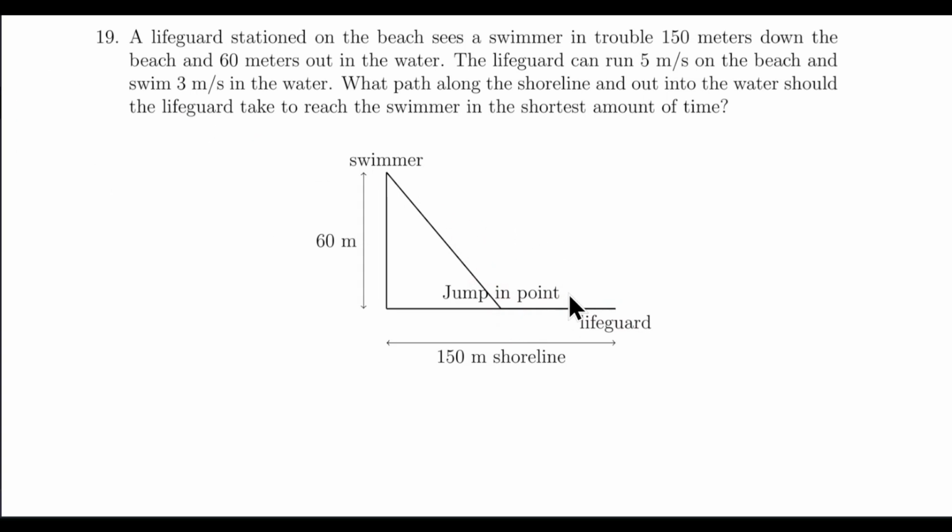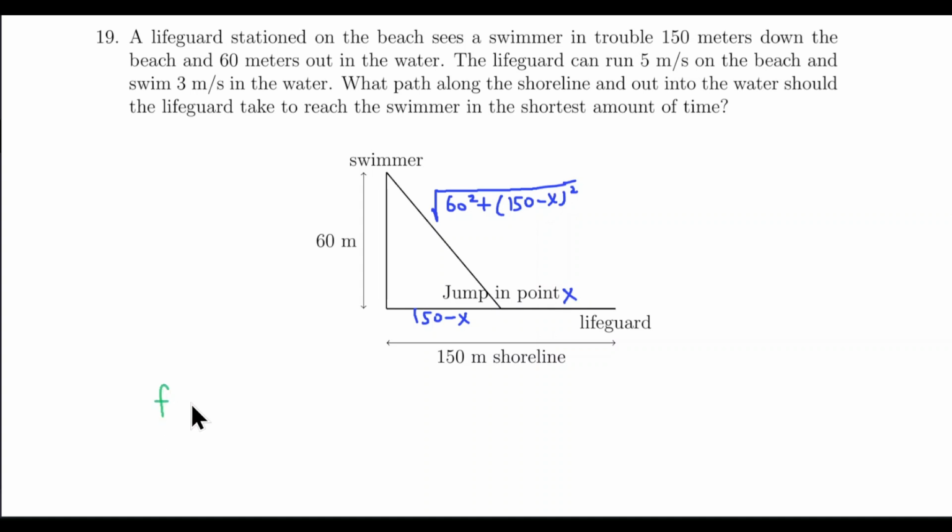So let's say this is x over here, right? So obviously this will be 150 minus x. And using Pythagoras, I can find this one, which is square root of 60 square plus 150 minus x square. Now we need to minimize the time, right? And what is the time? Time is distance over speed.